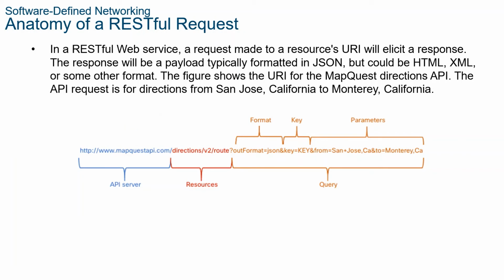Now, in a RESTful web service, a request made to a resource URI will elicit a response. The response will be a payload typically formatted in JSON, but could be HTML, XML, or some other format. The figure here shows the URI for the MapQuest Directions API. The API request is for directions from San Jose, California to Monterey, California. So this is how it looked: from San Jose, California, and to Monterey, California.